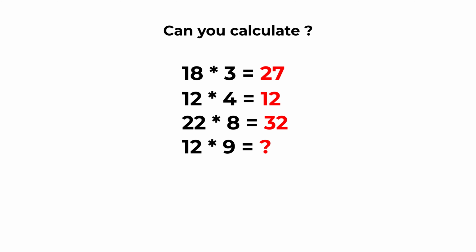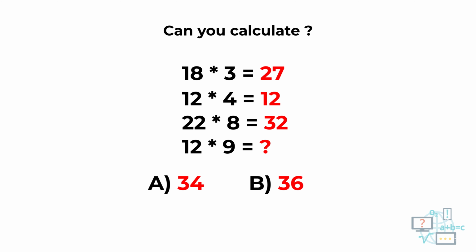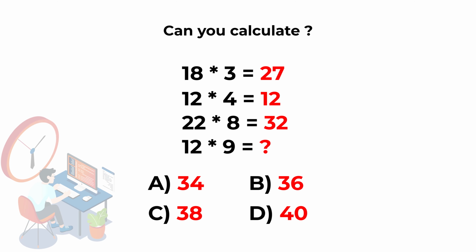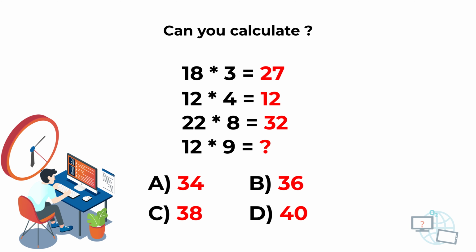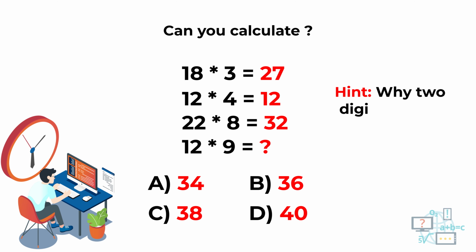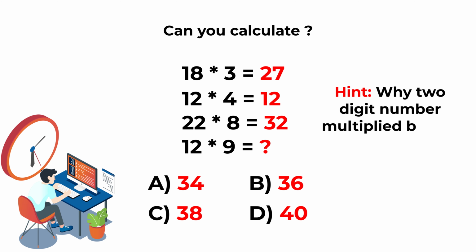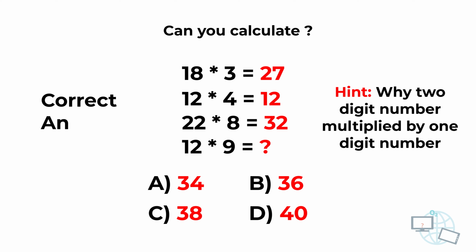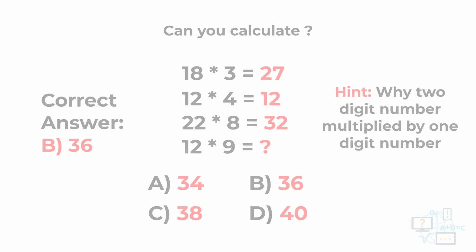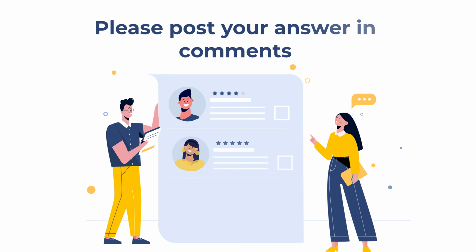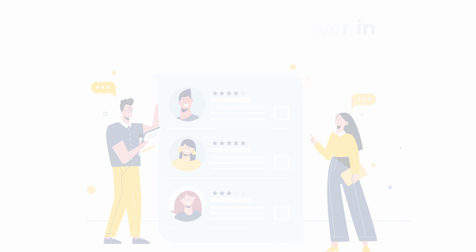You have 4 different choices. Choice A, 34. Choice B, 36. Choice C, 38, and choice D, 40. Do you see the answer? Give yourself a little bit of time because the answer may not be obvious. I'm going to give you a quick hint. Do you know why it's always 2-digit number multiplied by 1-digit number? The correct answer here is choice B, 36. If you figured it out, please make sure to post your solution in comments.